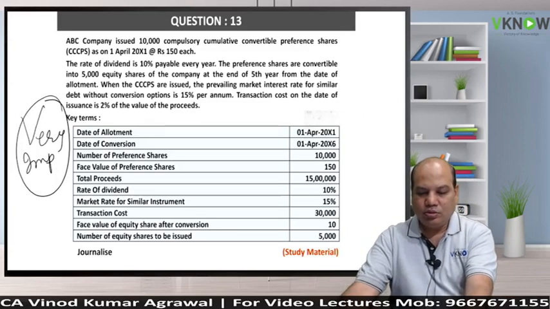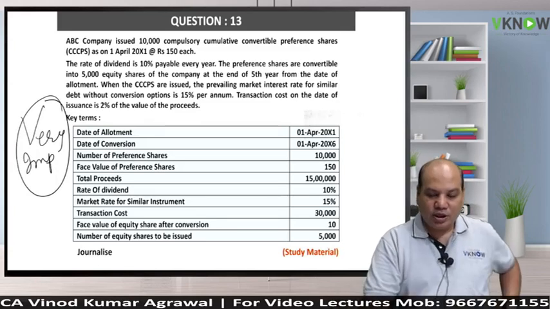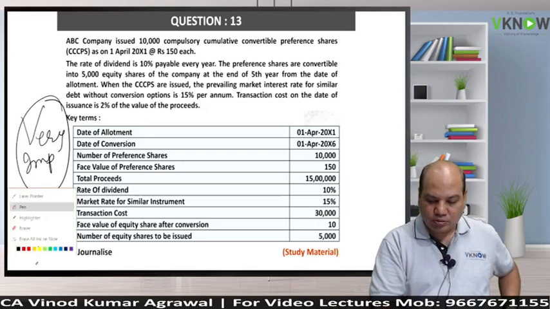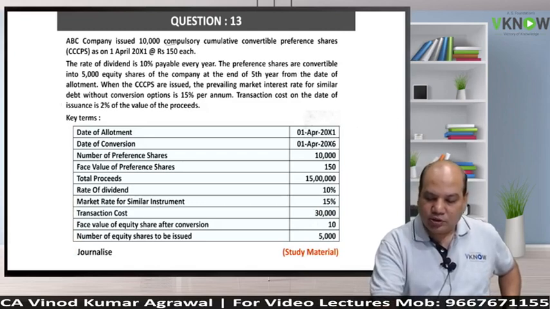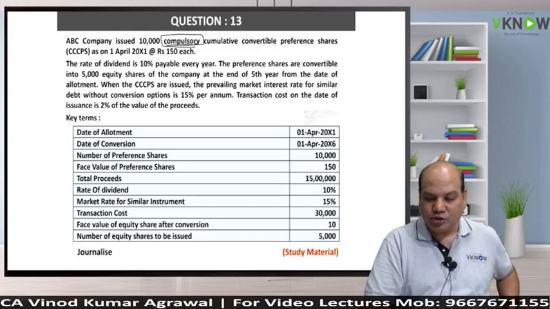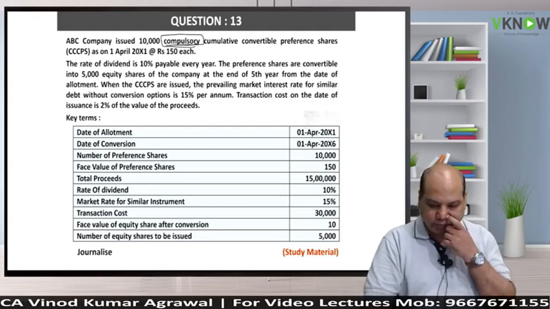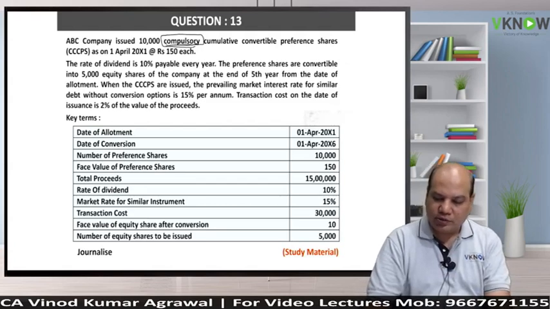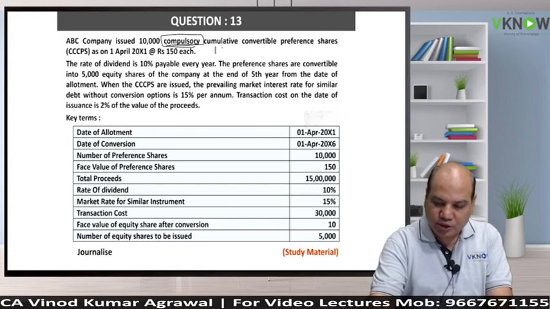Are you ready? ABC company issued 10,000, underline this word, compulsory, mandatory, cumulative convertible preference shares on 1st April 20x1 at rupees 150 each. So how much are the funds raised? 10,000 into 150. Proceeds 15 lakh.